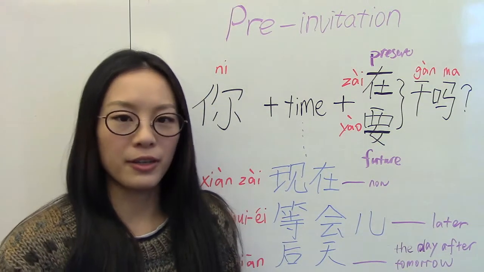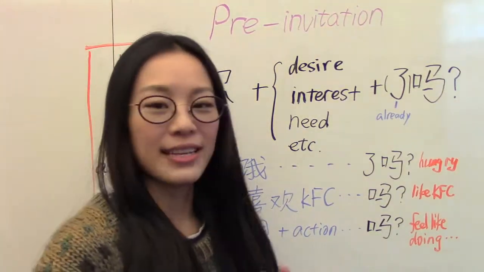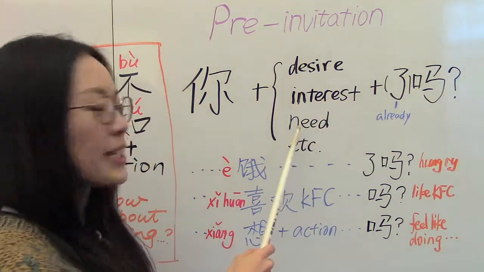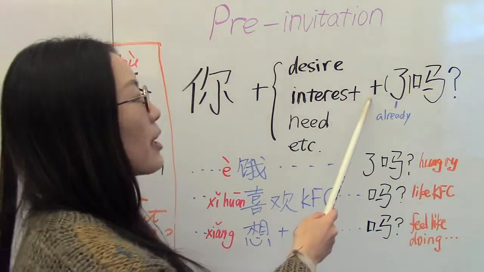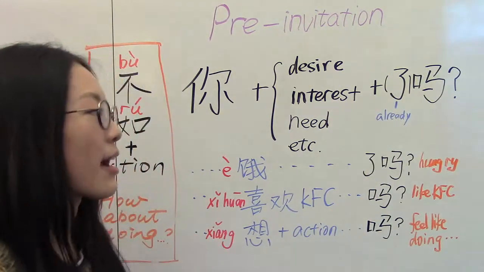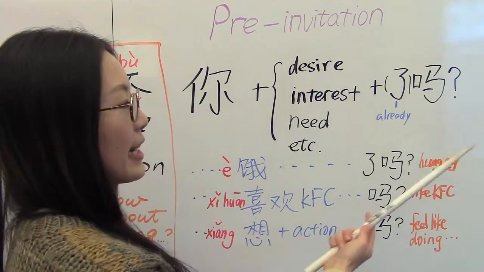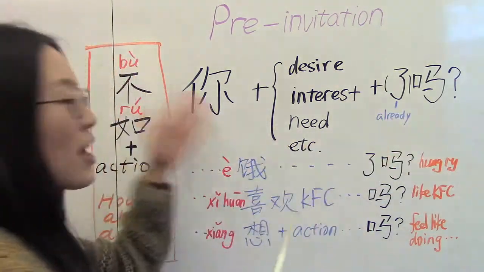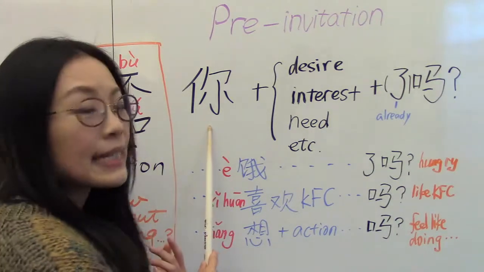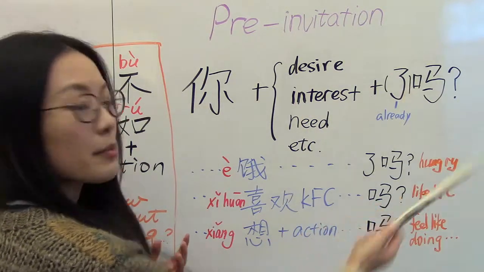Rather than lay the groundwork like that, another way to do this is to address the other person's desire, interest, or need, and so on, plus 了吗. 了 here is like an indicator of state, a continuing state. It's like it already happened, but it doesn't matter. It's just context dependent. So here the pattern is 你 plus the person's desire, interest, or need, plus 了吗.